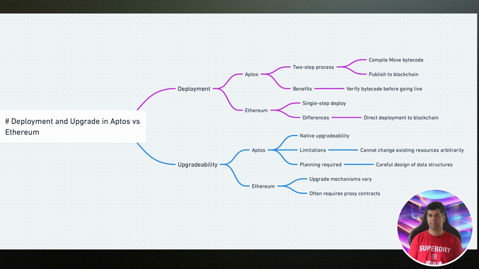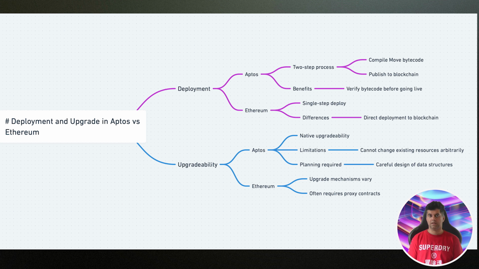So when it comes to deployment, Aptos uses a two-step publishing process. First, you compile your Move bytecode, then you publish it to the blockchain. This is different from Ethereum's single-step deploy, and it gives you a chance to verify your bytecode before it goes live. Upgrading contracts in Aptos is more straightforward than in some other blockchains, thanks to native upgradability. However, there's a catch. While you can upgrade your module code, you can't arbitrarily change existing resources. This means you need to plan your data structures carefully from the start.